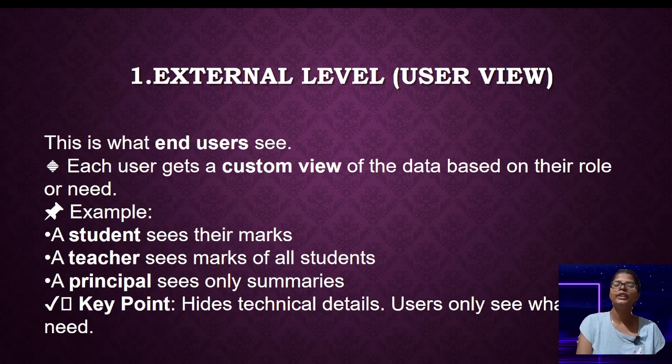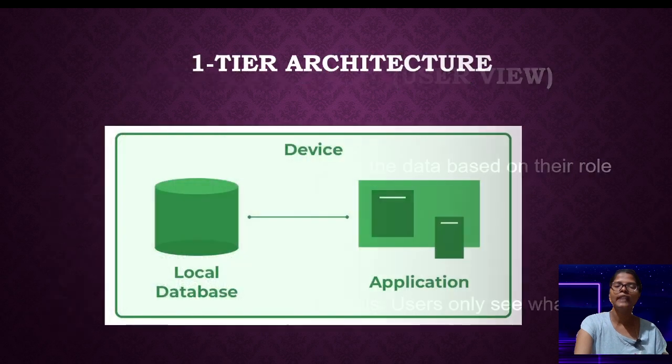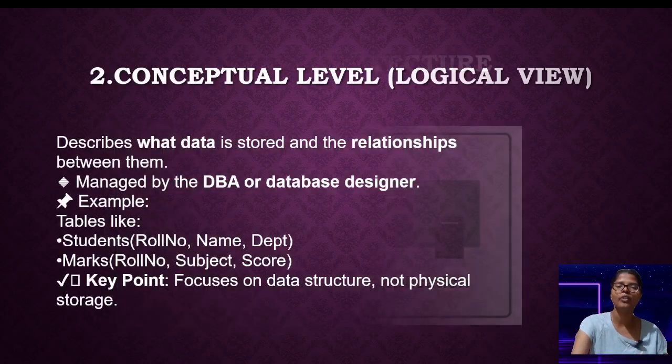So the teacher, student, and principal are all users, but the level of view is different based on the type of user, and you give access to that user accordingly. This is maintained by the DBMS. This is called a view, and also the external level view. So this is the one-level or one-tier architecture, as we can call it.